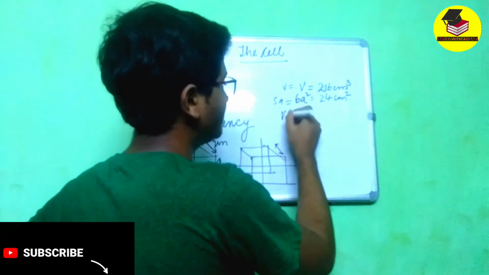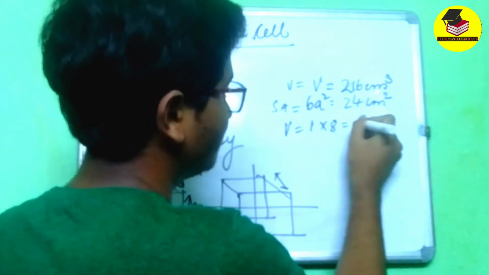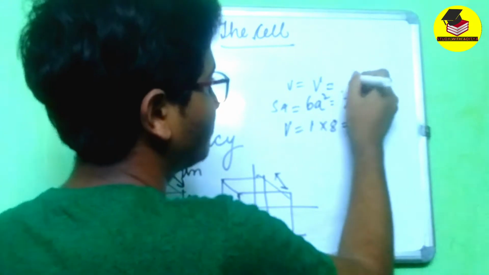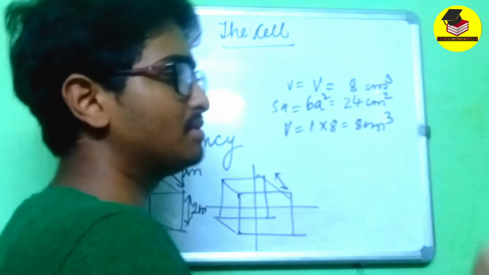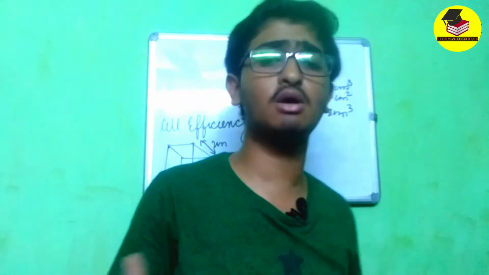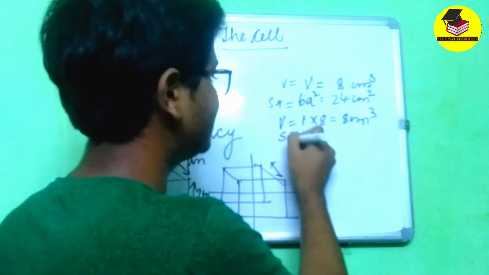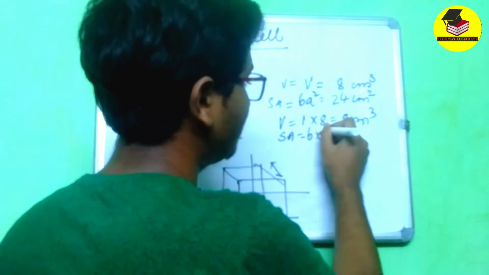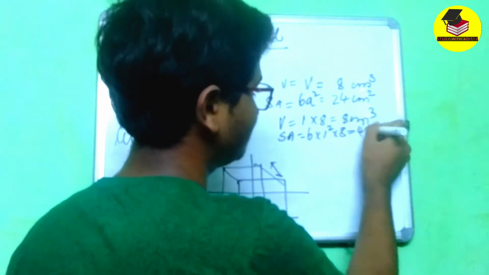Now the volume of a particular cube will be 1, and such 8 cubes will bear the volume of 8. So it is not 216, sorry, it will be 8 centimeter cube, since we have 8 cubes of 1 centimeter cube. So total volume is 8 centimeter cube. Now we take out the surface area in the second case also. Surface area will be how much? 6 into a square, that is 1 square, into 8, that is equal to 48 centimeters.